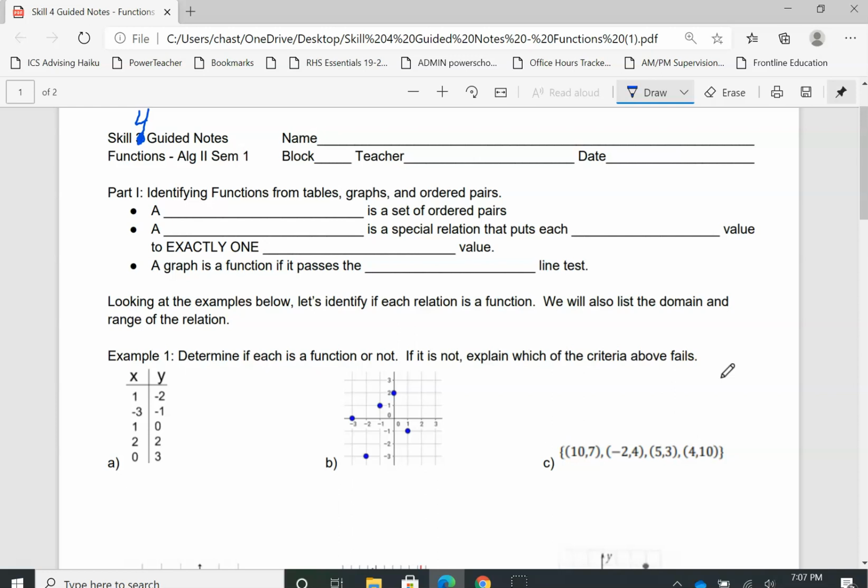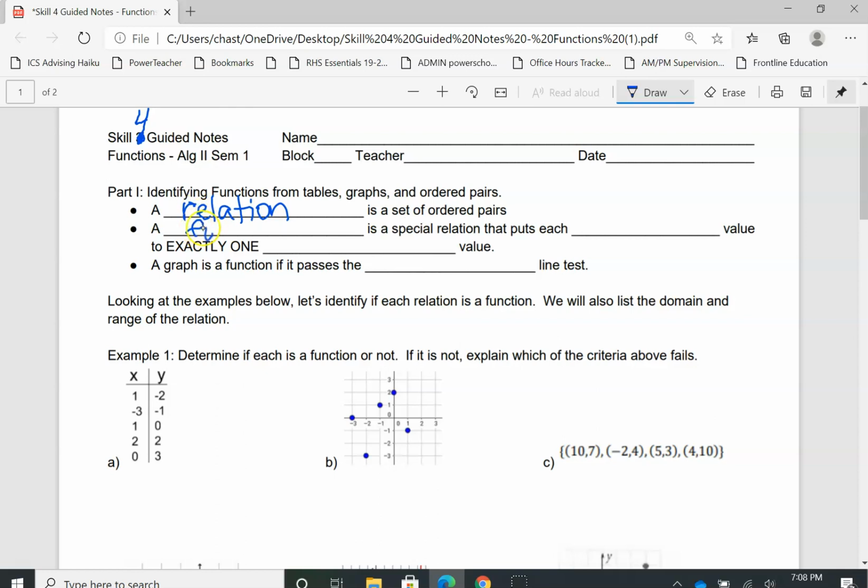So let's start with identifying functions from tables, graphs, and ordered pairs. The first thing we need to know is the definition for the word relation. A relation is simply a set of ordered pairs, or you can interpret that as just points on a graph, any set of x and y coordinates.